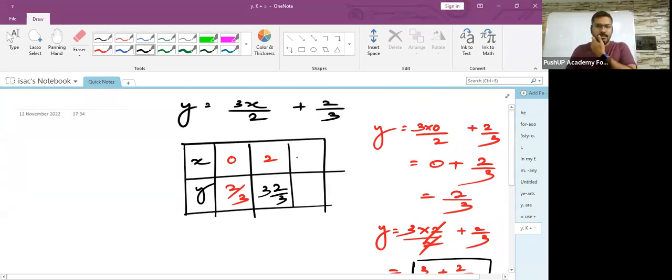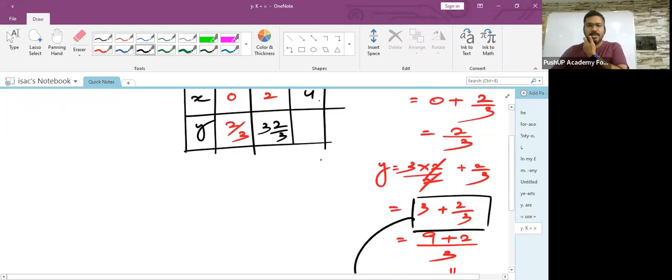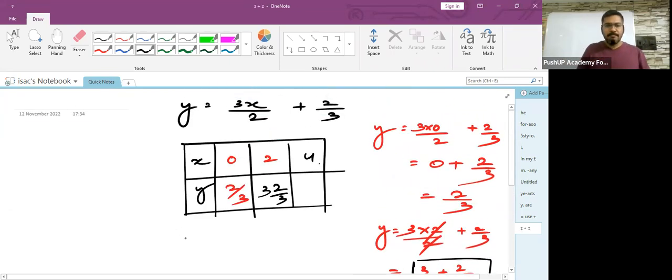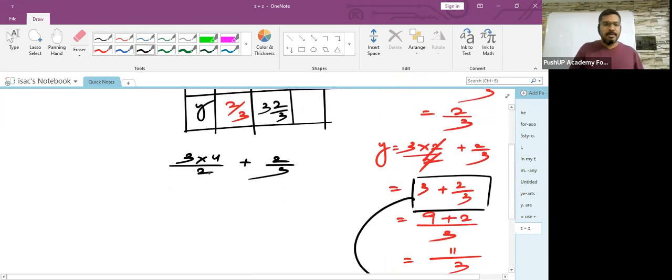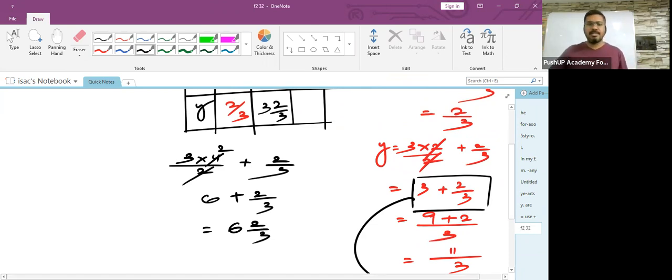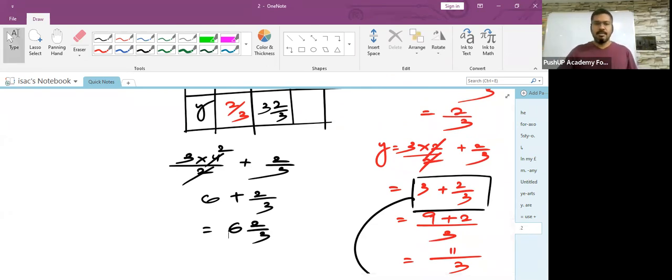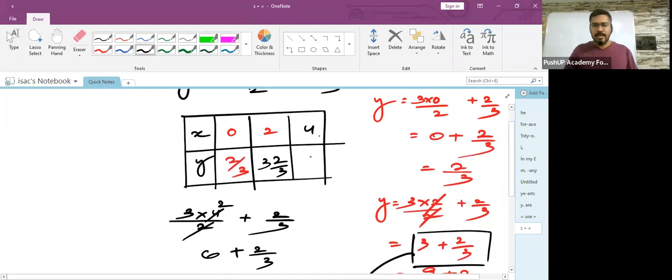4. All right, no problem. Let's take x is equal to 4. So what you will get here? 3 into 4 divided by 2 plus 2 by 3. Now, what will happen here? Cancellation. 2 ones are 2, 2 twos are 4. 3 into 2 is 6. So 6 plus 2 by 3. Can I write it as 6 2 by 3? I can write it as 6 2 by 3. Right? 6 2 by 3.